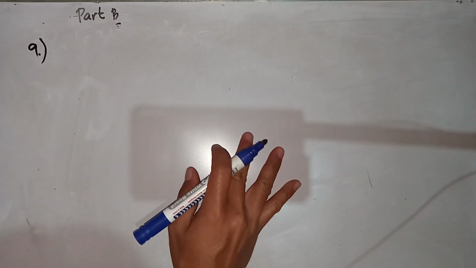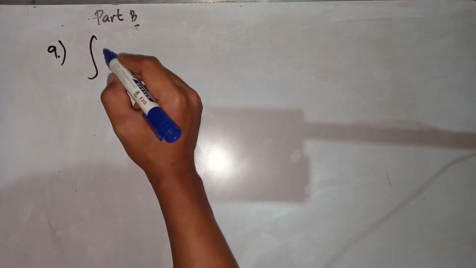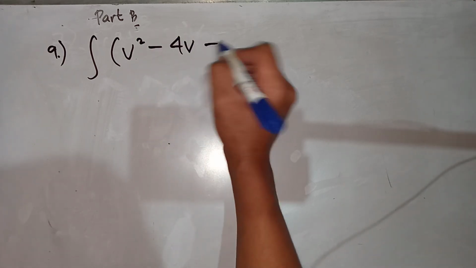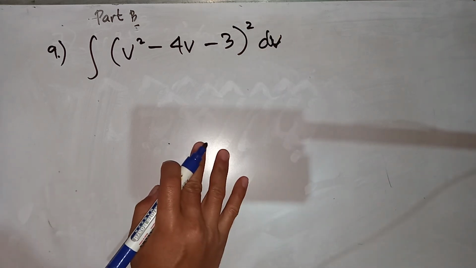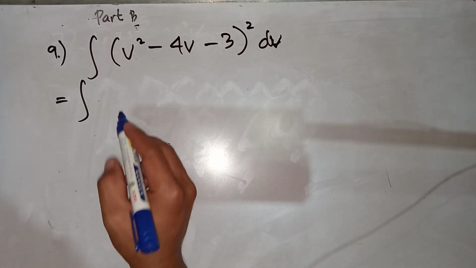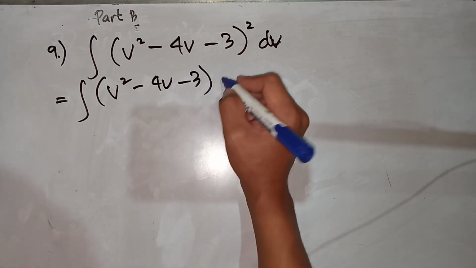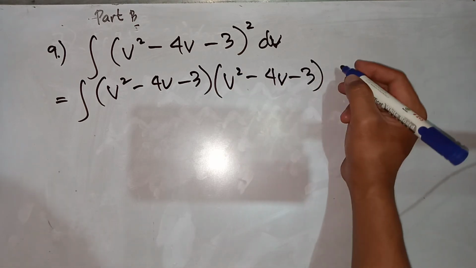Let's proceed to item number 9 in part B. So we have integration of v squared minus 4v minus 3 squared dv. So this becomes v squared minus 4v minus 3 times v squared minus 4v minus 3 dv.